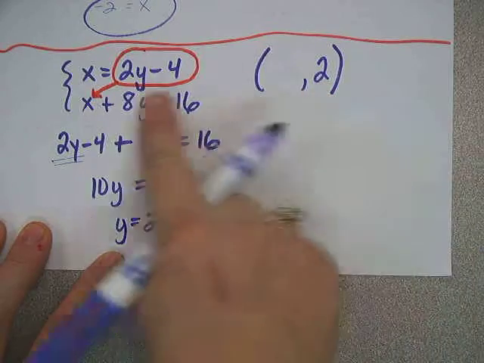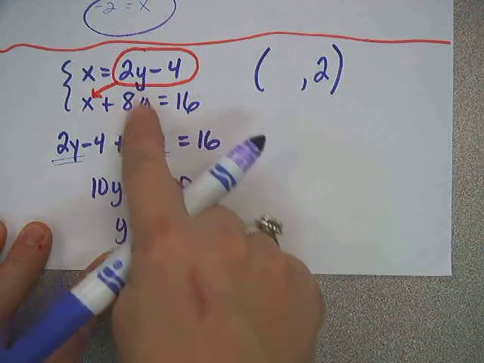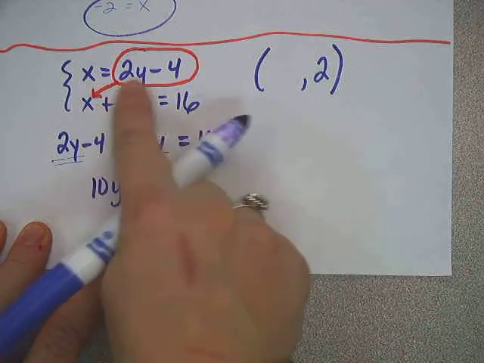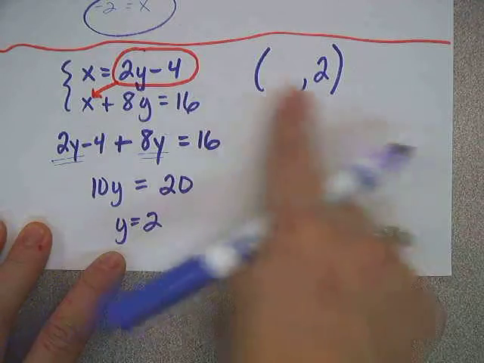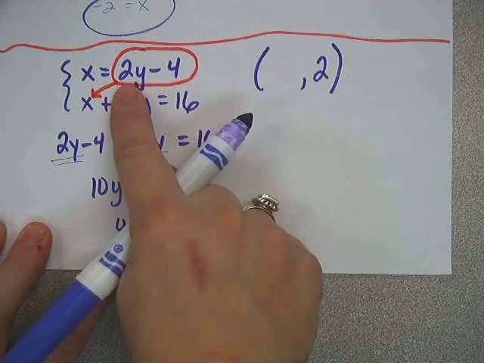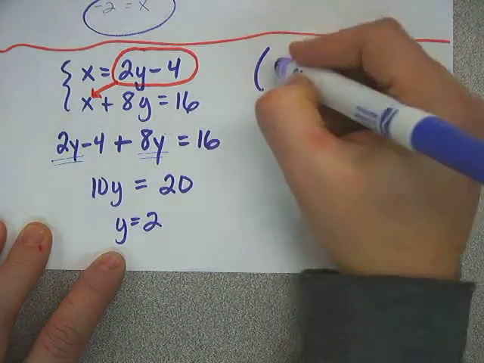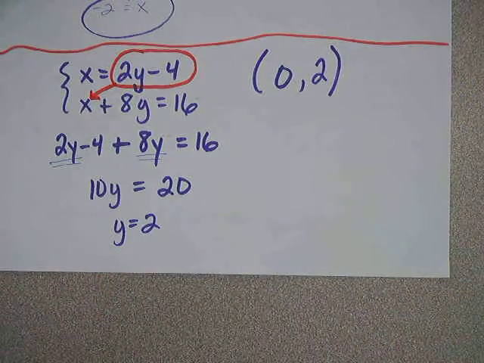So just like before, we substitute y back into either equation and figure out what x is. Well, the first equation is going to be the easiest to do. If y is 2, 2 times 2 is 4, 4 minus 4 is 0, and we've got our solution.